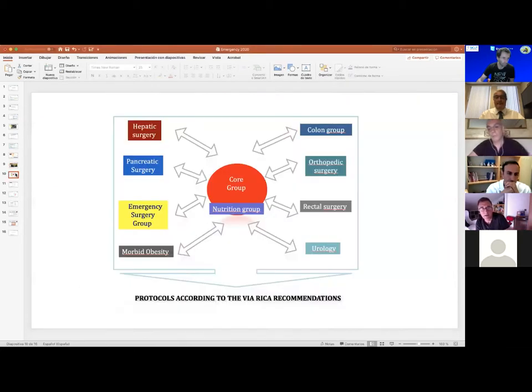These areas, as you can see here, and the idea is to generate practical, easy to use protocols from the recommendations of the clinical pathway. One of those groups was the emergency surgery group. One question in those days: could ERAS protocol be used in the urgent surgical patient? We're talking about 2015, and since then we are working in emergency and how emergencies could be served.